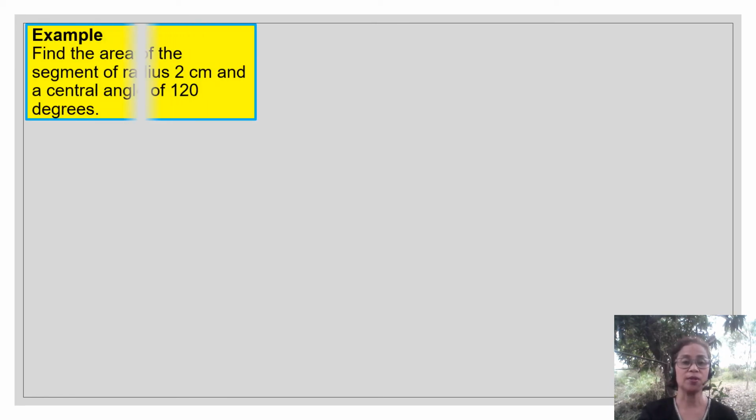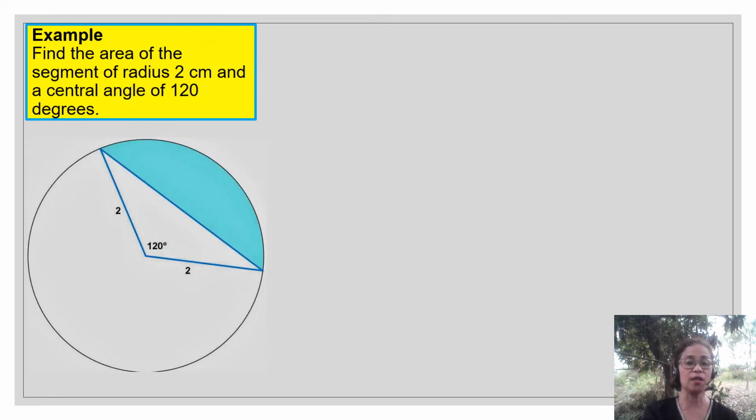In my last example, you are going to learn how to find the area of a segment if the given triangle is a non-right triangle or an oblique triangle. So, example: find the area of the segment of radius 2 cm and bounded by a central angle of 120 degrees. To illustrate this, you have this figure.